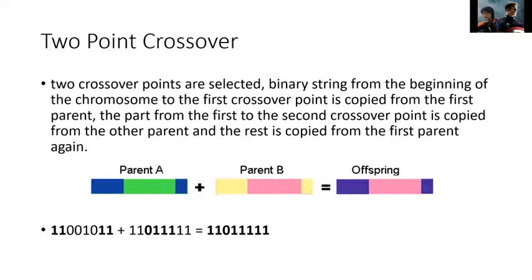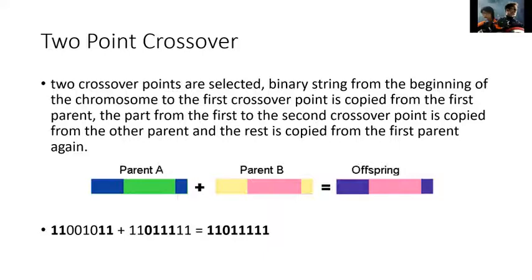And for 2-point, two crossover points are selected. The binary string from the beginning of the chromosome to the first crossover point is copied from the first parent. The part from the first to the second crossover point is copied from the other parent, and the rest is copied from the first parent again.